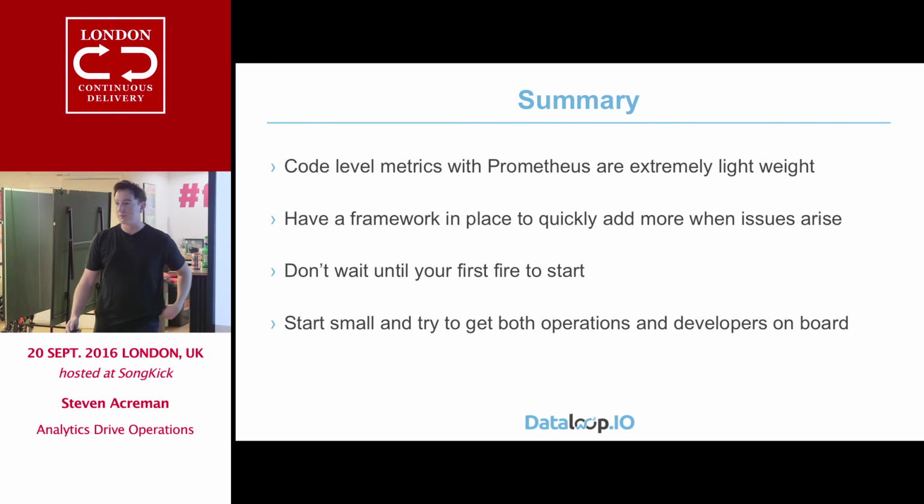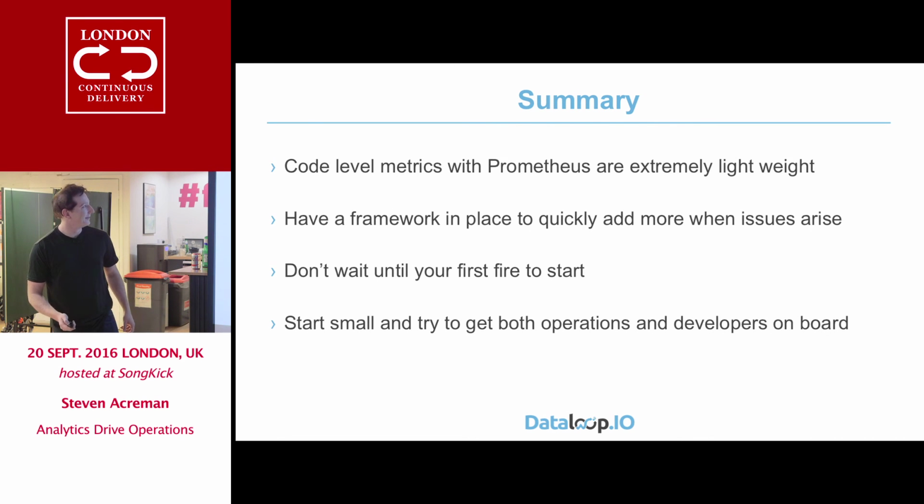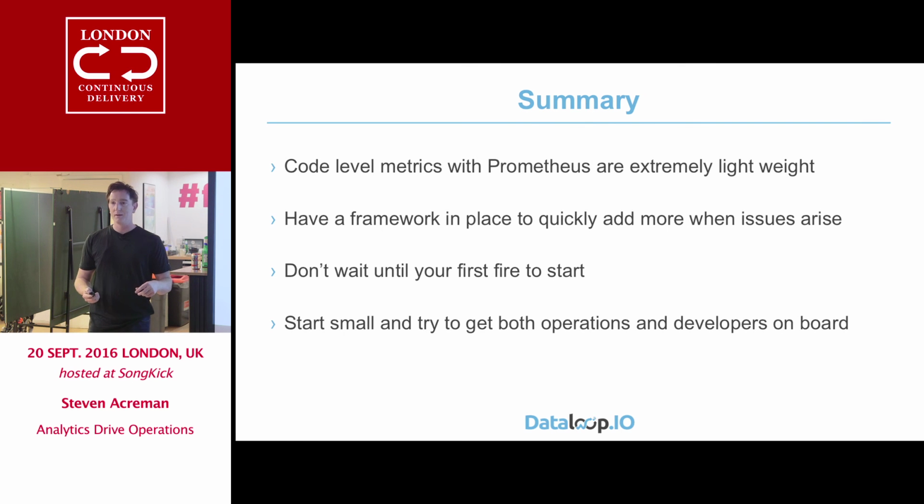So quite a short talk, but hopefully I was going to do a rerun of the other one, but I thought I'd do this one. Code level metrics are much cooler if you use Prometheus. You should probably have a framework in place to get those metrics into your code really quickly. We were really busy firefighting, adding components to solve the scalability, and we also needed metrics at the same time, and it would have been just easier to have this in place first.